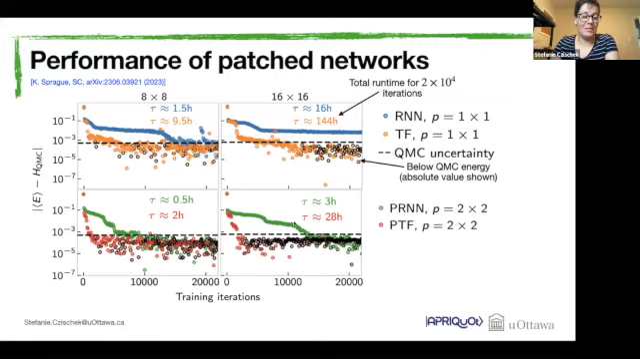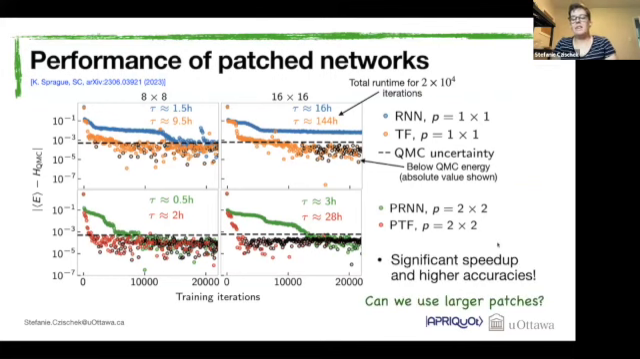And if we look at the runtimes, it also significantly reduces the runtimes. Okay, so this is exactly what we expected. And so we get a significant speedup and higher accuracies just by using these 2x2 patches here.